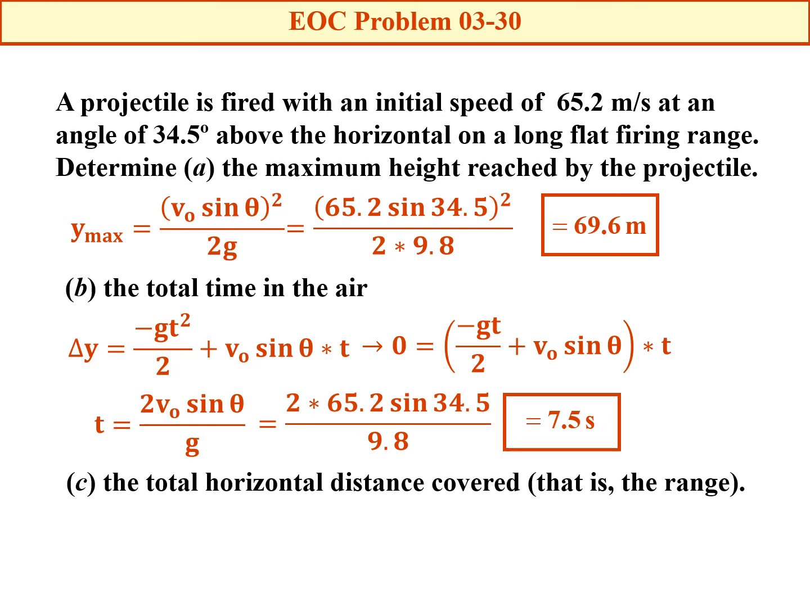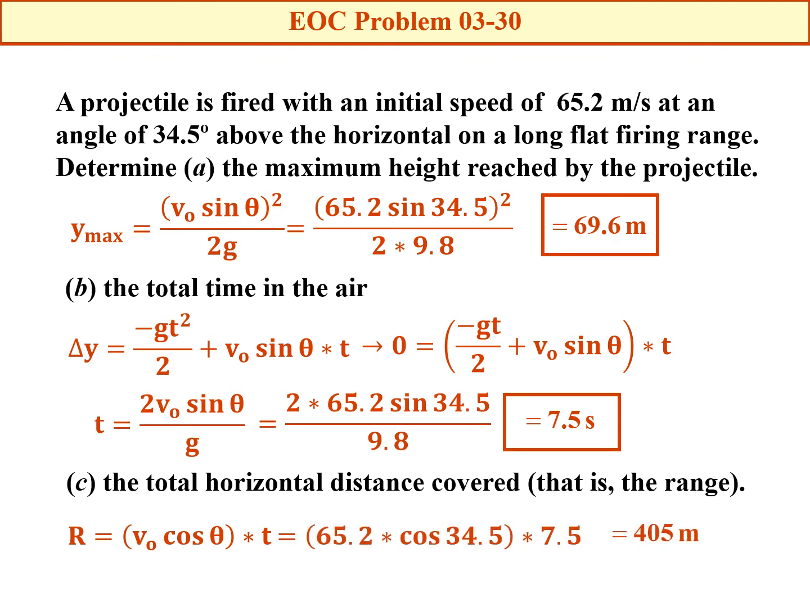Part C, what's the horizontal distance covered? What's the range? Since there's no acceleration horizontally, it's just going to be the horizontal velocity times time. The initial velocity is 65.2 times cosine of 34.5 degrees, times the time, which was 7.5 seconds, and we get a range of 405 meters.